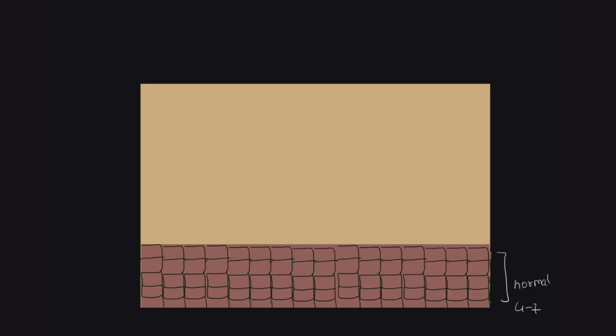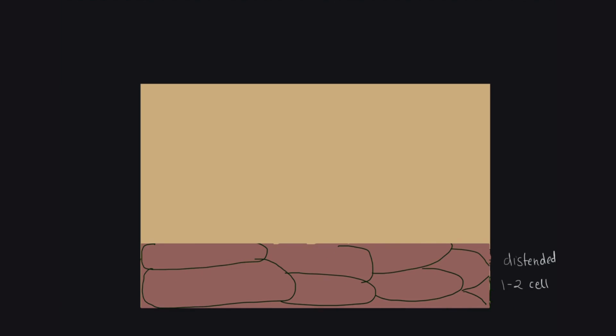urothelium. And in the normal position, at the normal size of the bladder, that means when it's not filled with urine, it is about 4 to 7 cells thick. But then when the bladder distends, it expands and it becomes 2 to 3 cells or 1 to 2 cells thin. This small layer is also divided into three more layers.